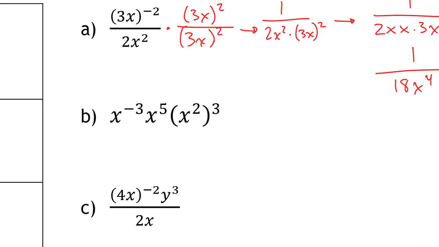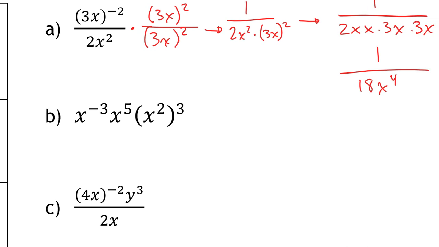Let's look at B. There is an x squared that's getting raised to the 3rd power. So if I was going to look at just this part, that's going to be x to the 6th power. So let's write that. And then let's look at this part right here. What's this? This is going to be x to the 2nd power.